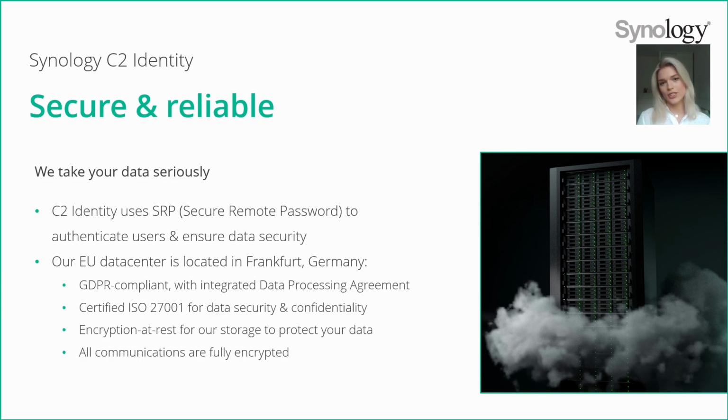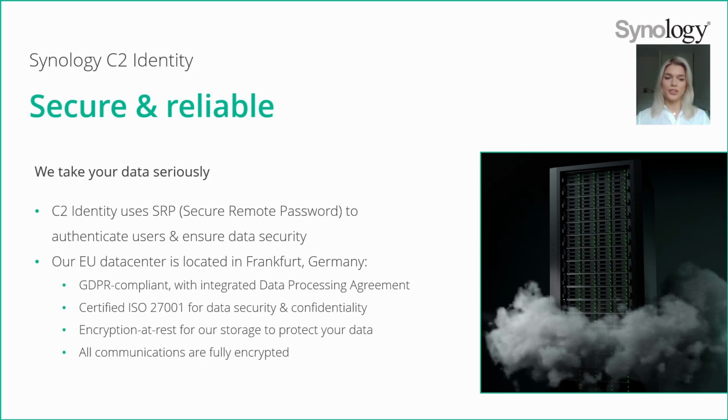Our European data centers are located in Germany, so they are GDPR compliant with DPA, Data Processing Agreement, that is integrated into the conditions by default. The data center is certified ISO 27001, that is one of the most strict criteria for data confidentiality and security. Moreover, we provide encryption at rest at our storage, and all the communication between the NAS and C2 Identity is encrypted from end to end. As you can see, C2 Identity is not only efficient, but also completely secure.